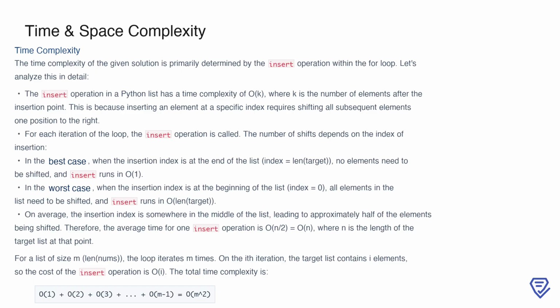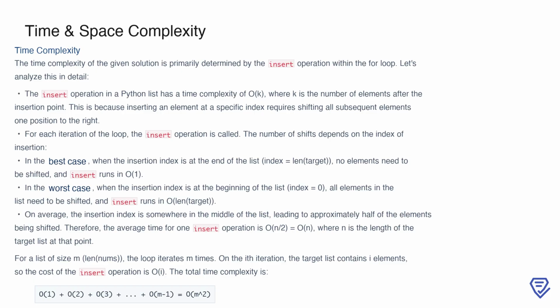On average, the insertion index is somewhere in the middle of the list, resulting in approximately half the elements being shifted. This gives an average time of O(n) for one insert operation, where n is the current length of the target list. Since the loop iterates m times, where m is the length of nums, the cost accumulates over all iterations. On the first iteration, the insertion cost is 1, on the second it is 2, and so on until m-1. Summing these costs leads to a total time complexity of 1 plus 2 plus 3 plus up to m-1, which simplifies to O(m squared).